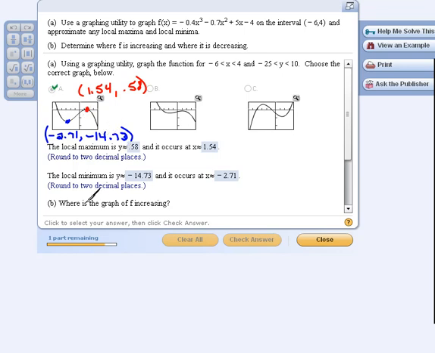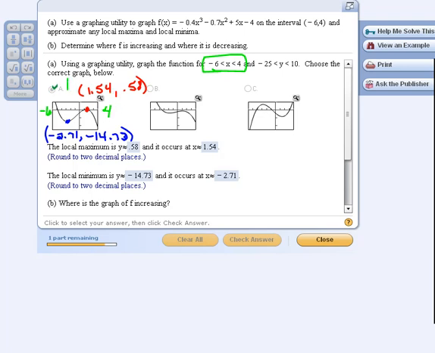Then the next part of the problem asks, where is the graph increasing and where is it decreasing? Well, once we have these, especially if it's written down, then we can see what's going on. Now remember, this is negative 6 on the left hand side because we got that from this information here, and we're going to 4 on the right hand side.